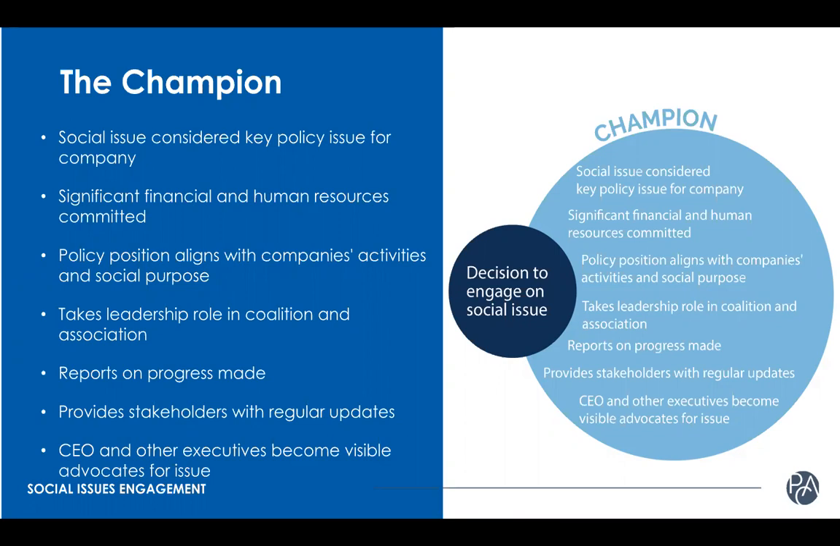That is a key policy issue for the company. You're actually going to commit financial and human resources, meaning you're going to say, we're going to put a lobbyist on this, we're going to commit some resources, we're going to really advocate on this issue. You might take a leadership role in a coalition or align with other companies on this. You're going to report on progress made. This is where your CEO and other executives become active and visible advocates for the issue. This is where you say, this is a key priority for us.